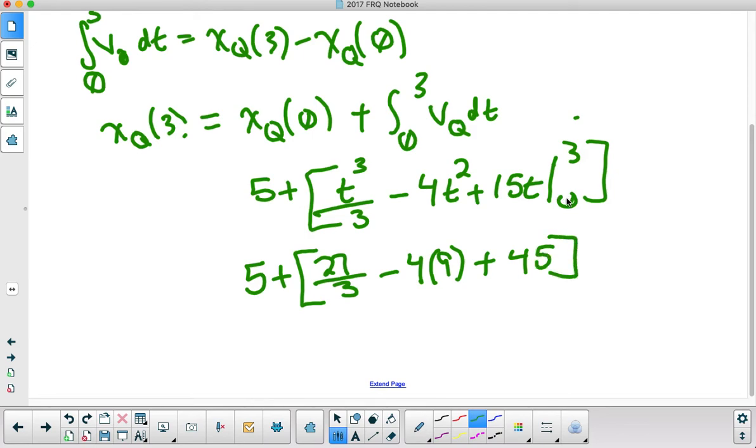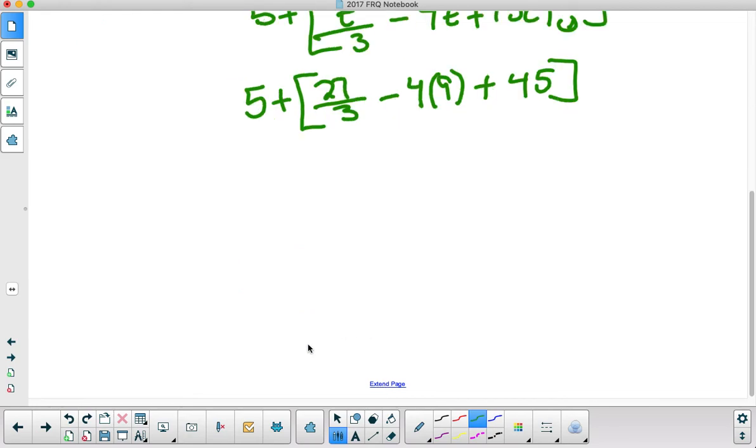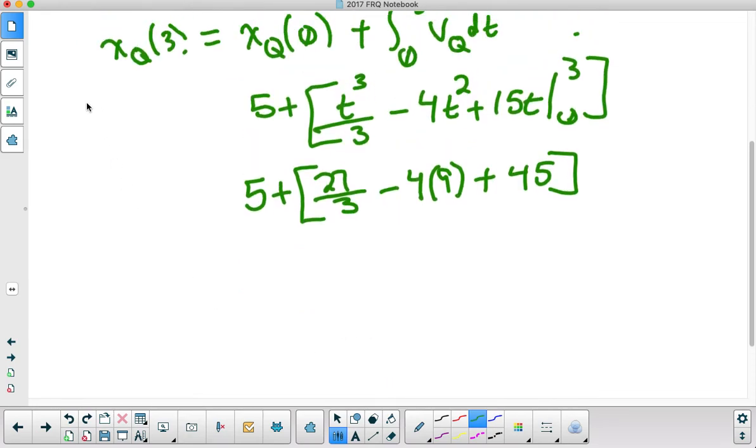If you plug in 0, 0 over 3 is 0, 4 times 0 is 0, 15 times 0 is 0. Again, make sure that you definitely check that, because you don't want to end up with a cosine of 0 and say, well, cosine of 0 is 0, because it's not. Cosine of 0 is 1. So always double check your zeros. Don't just assume that it is a 0, because sometimes it's not. And that's how they trick you.